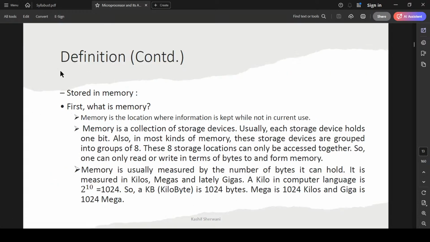Stored in memory, yes, we talked about this now. So let's go deep. First, what is memory? Memory is the location where the information is kept while not in current use. Not in current use. If it's in use, it's RAM, but in the microprocessor, it's something else. We'll talk about it. Memory is a collection of storage devices. Usually, each storage device holds one bit.